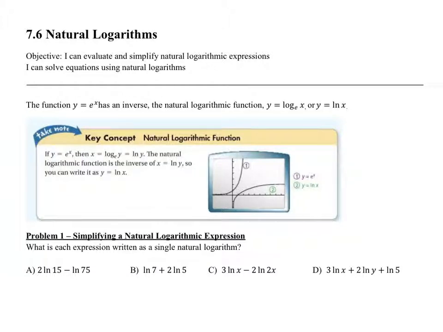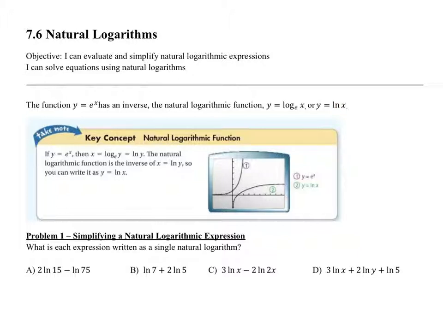Last section, natural logarithms. In 7.2 we talked about e, this number that goes on forever, for continuous rate. Now the inverse, the opposite, is called the natural log. So we have a log base e, that would be the natural log, or it's written with just an ln. So these two things are the exact same. Log base e is the same thing as natural log.